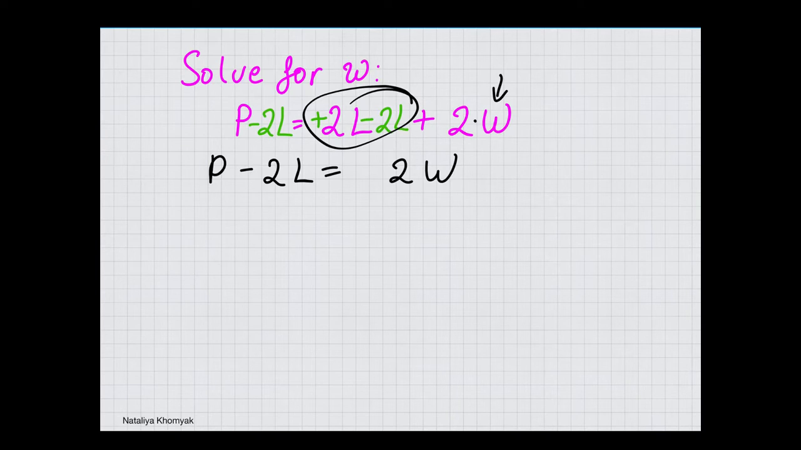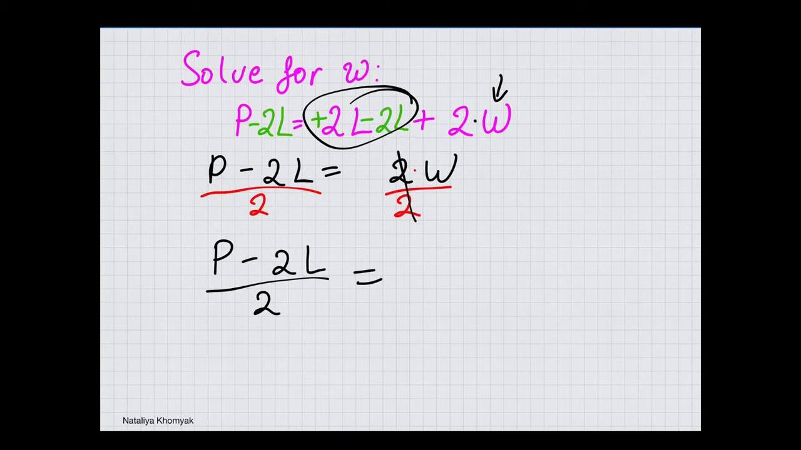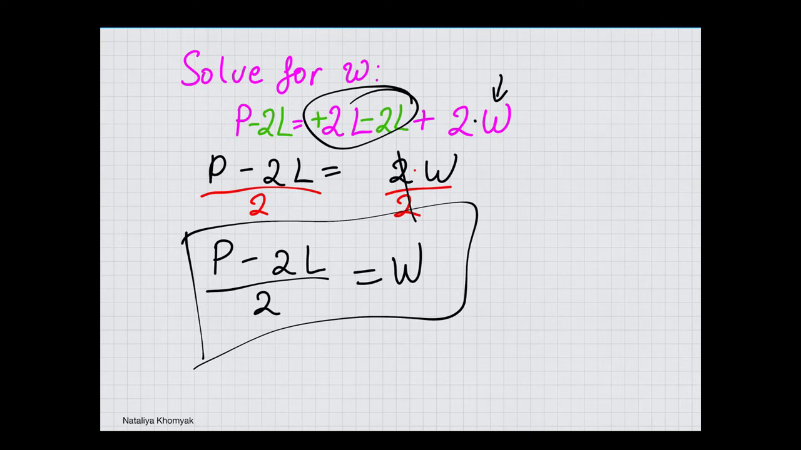2w. Now w is multiplied by 2. The opposite of multiplying by 2 is to divide by 2. Whatever you do to one side, you want to do the same thing to the other side, over 2. And we get P minus 2l over 2 equals, this cancels, w. Once you have w by itself, that will be your solution.